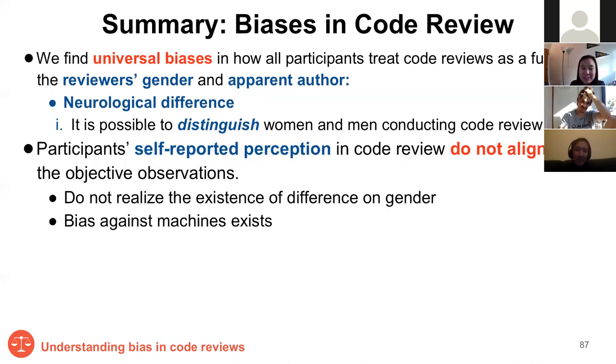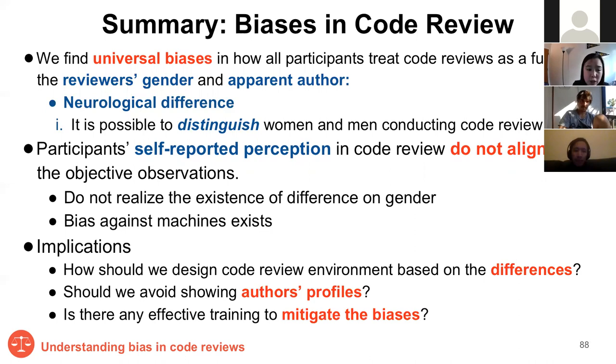We also find that participants do not acknowledge a gender bias. Just like the majority of our audience here, they think there's no difference between women and men developers. But it definitely exists, like we said before, at the behavioral, visual, and neurological level. However, they claim a quality difference between human and machine-generated code, where we know none exists because all of the 60 pull requests are actually written by humans. We just fake the labels and randomly combine the labels and the code.